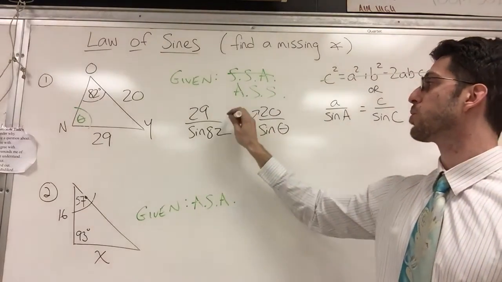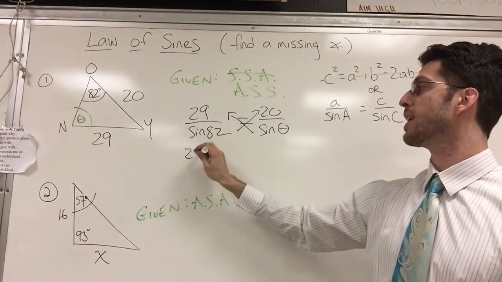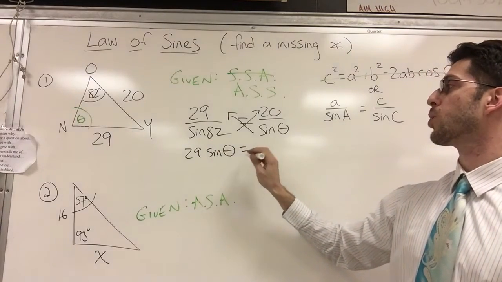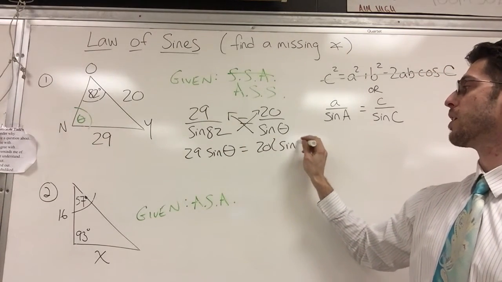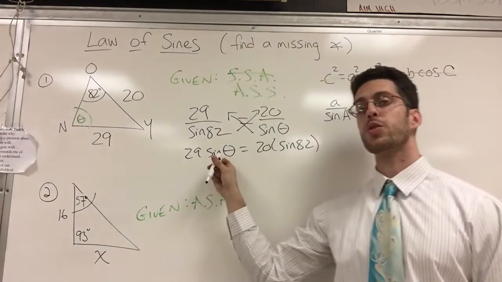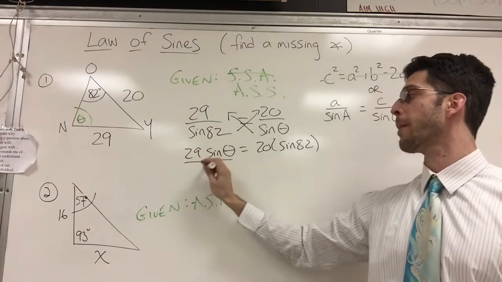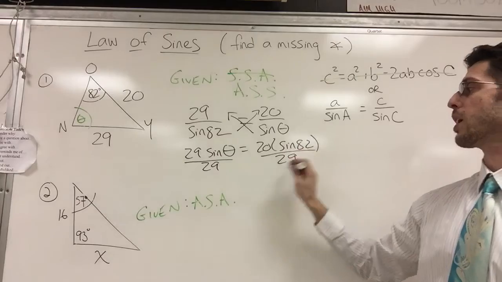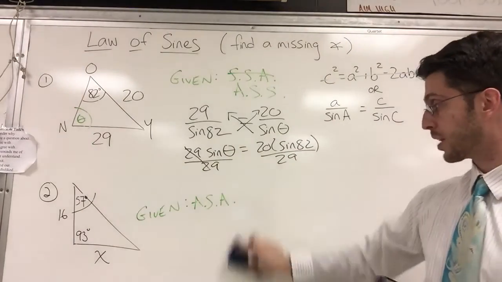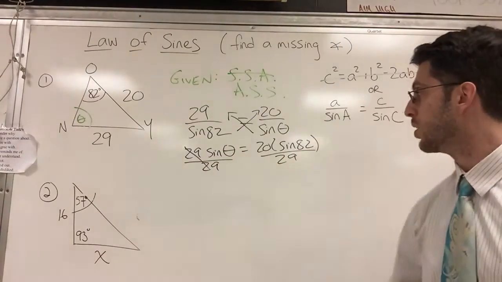Very easy. I'm going to cross multiply. So I'm going to get 29 sine theta equals 20 sine 82. You want your sine theta alone? You're going to divide by 29, divide by 29. Take the time to type that in the calculator.